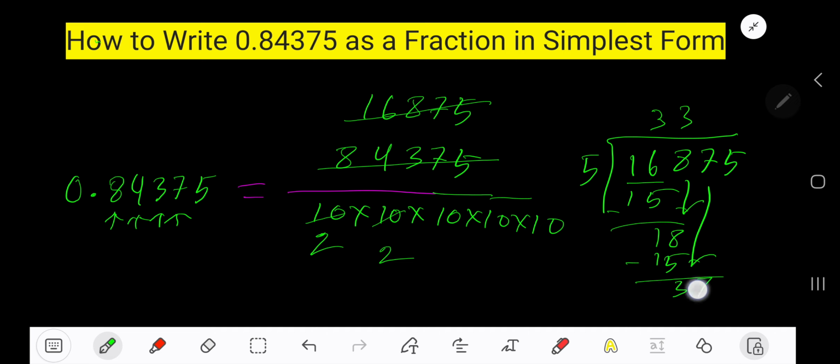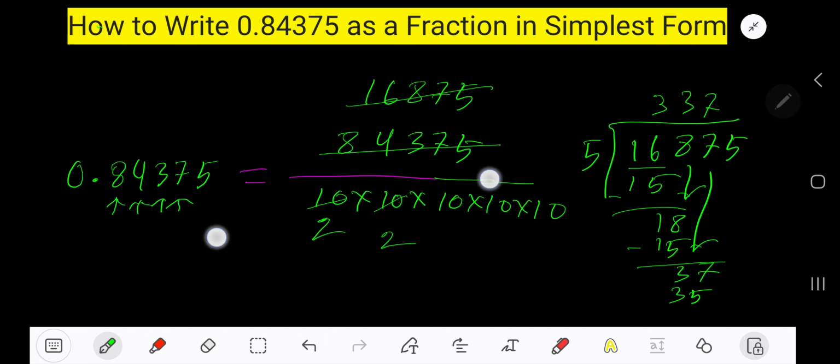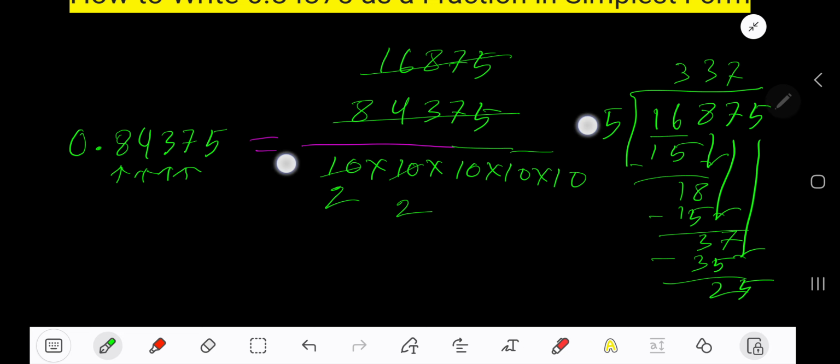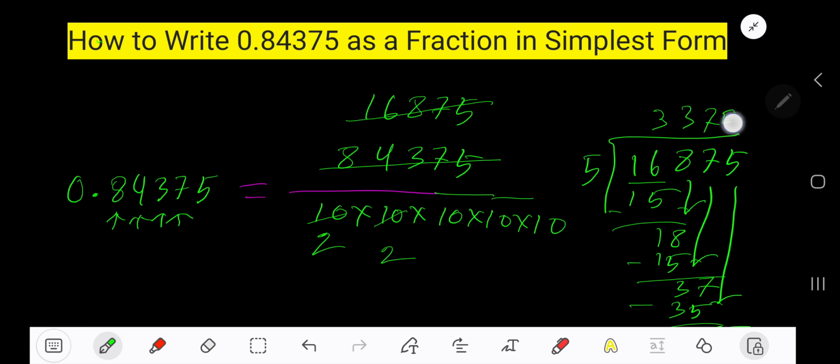Subtract. Bring down this. 5 goes into 37 7 times. 7 times 5 is 35. Okay, subtract, 2. Bring down this 5. 5 goes into 25 how many times? 5 times. So we are getting here 3375.